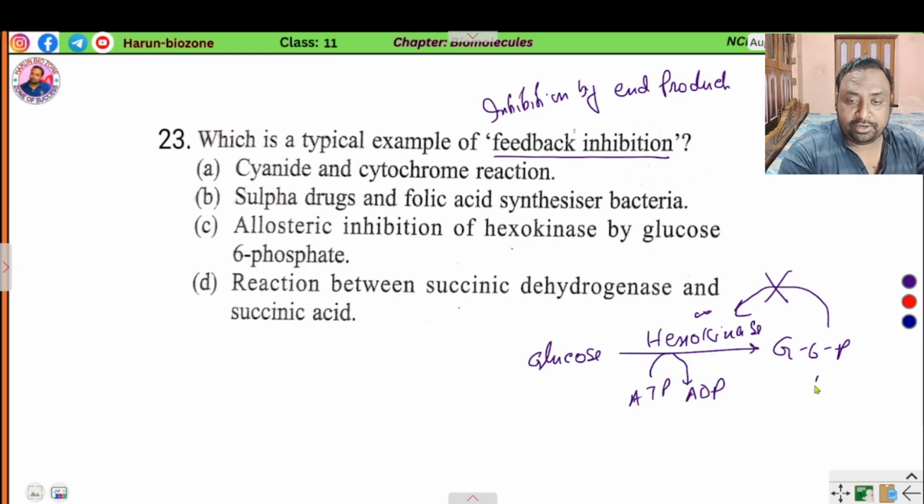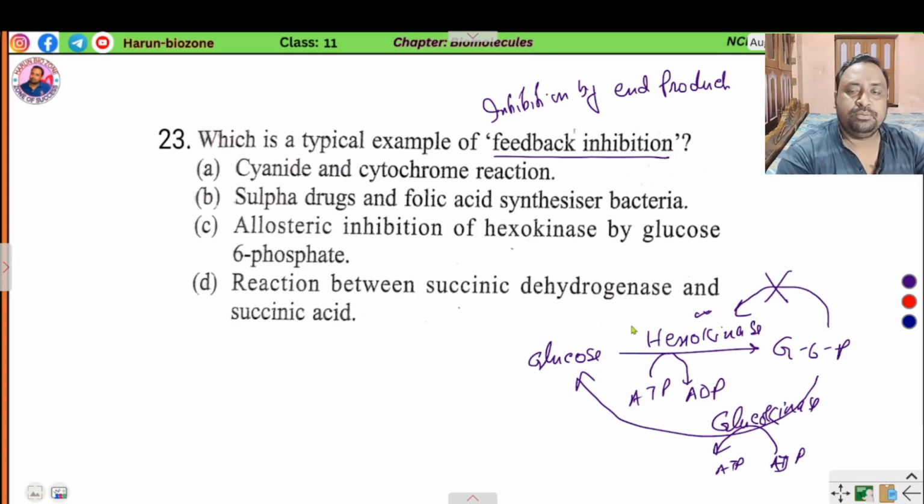If we want to reverse this reaction, glucose 6-phosphate to glucose, you can use glucokinase, not hexokinase, that converts ADP into ATP. Okay, so here the feedback inhibition example is allosteric inhibition of hexokinase by glucose 6-phosphate. C is the correct option for question 23. And the remaining options are explained.